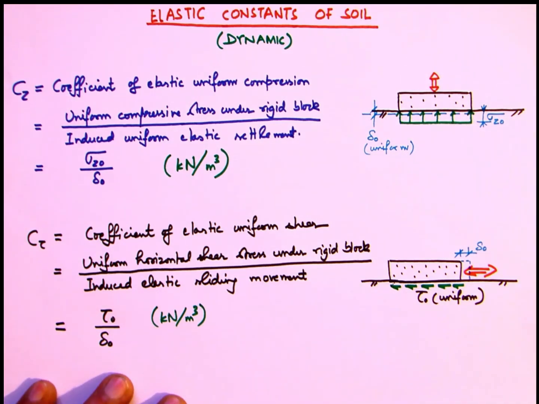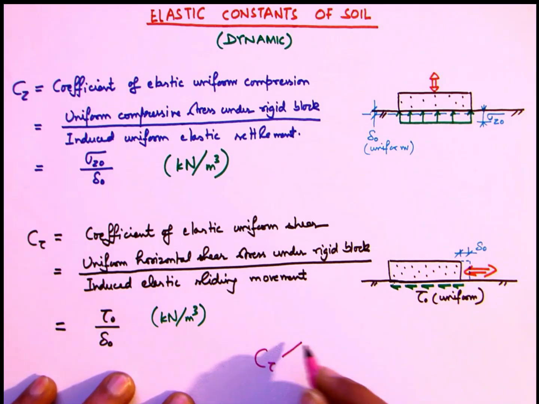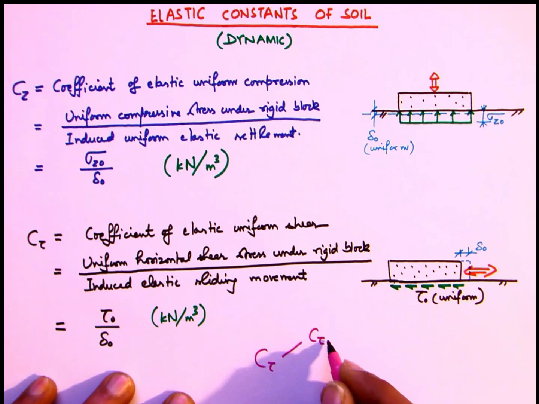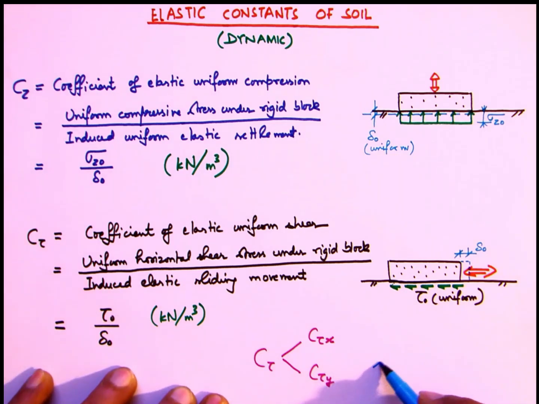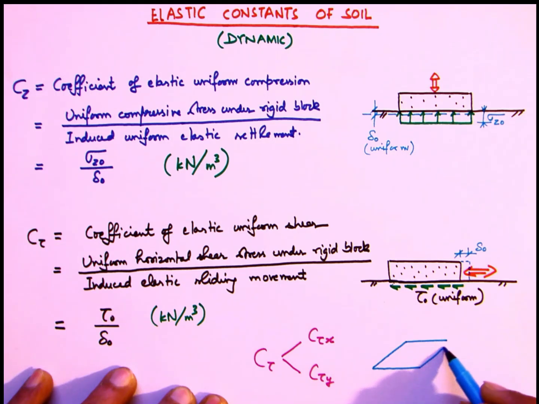Now here there are two possible directions of the soil constant. It could be C tau x or C tau y in accordance with the direction of the linear movement of the block foundation as shown here. If the movement is in the horizontal x direction, then we call it C tau x, and if it's in the horizontal y direction, then we call it C tau y.